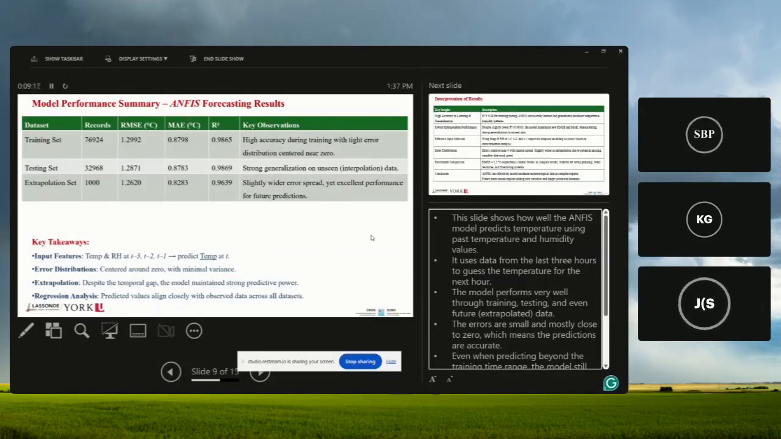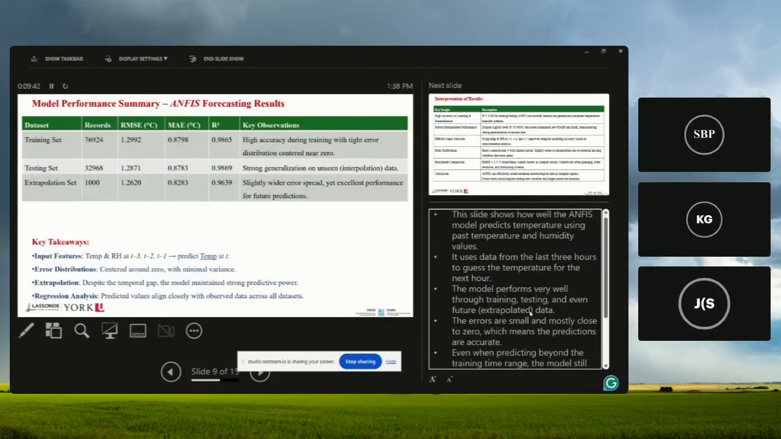This slide shows how well the ANFIS model predicts temperature using past temperature and humidity values. It uses data from the last 3 hours to guess the temperature for the next hour. The model performs very well through the training, testing, and even future data. The errors are small and mostly close to zero, which means the predictions are accurate.